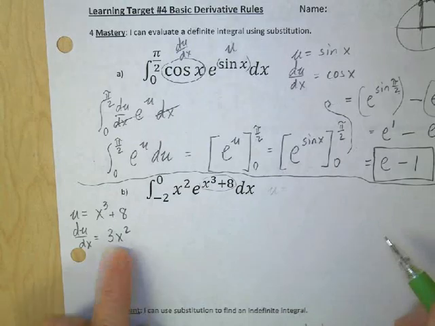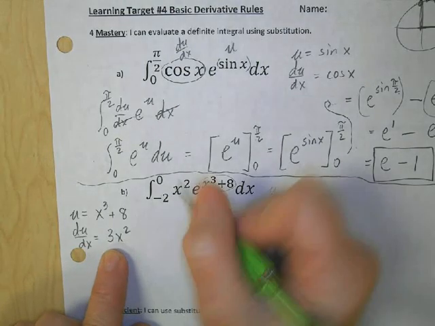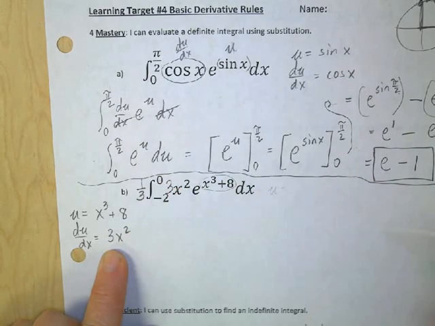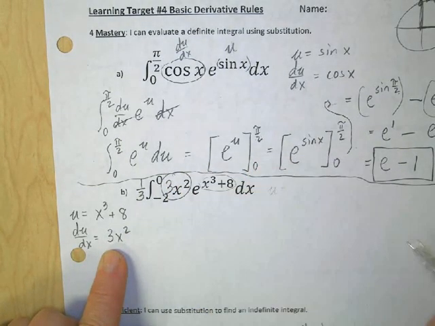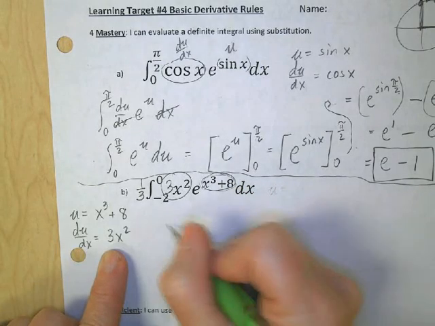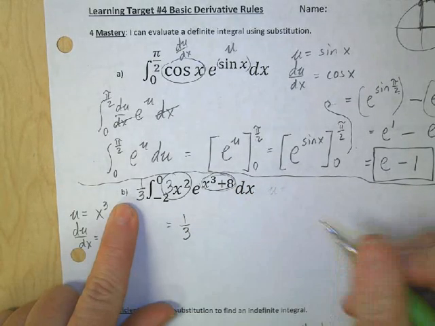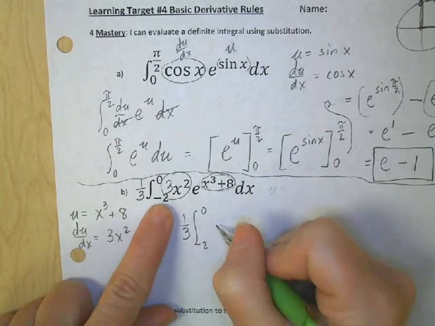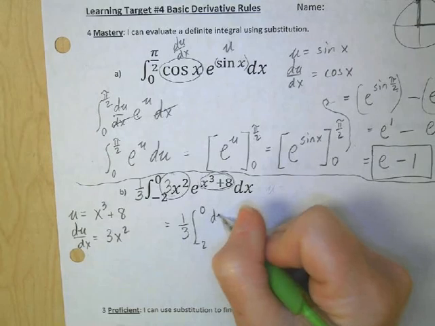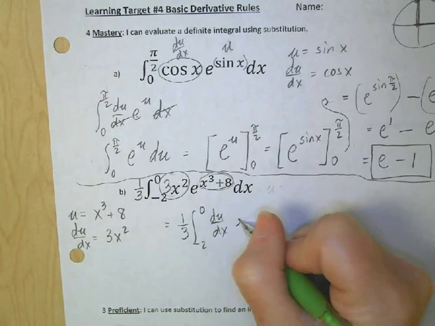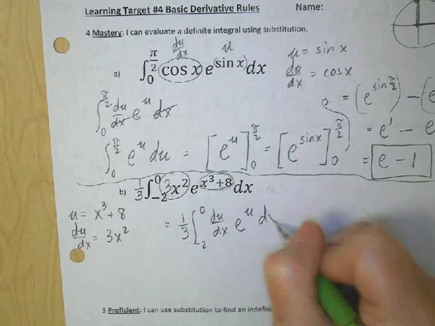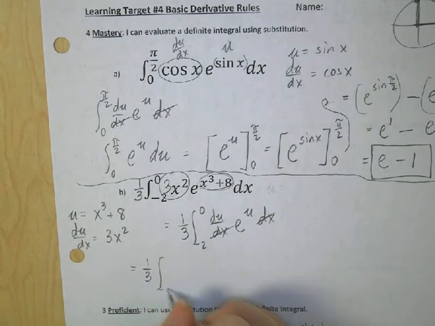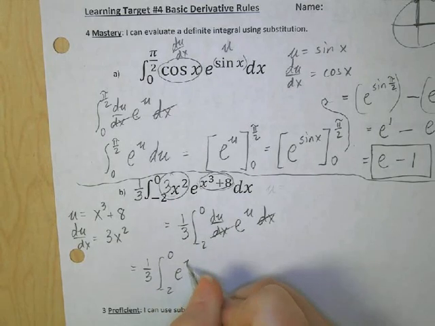So do I have a 3x squared? No, so I need to put in the 3. I got the x squared, so I need a 3, so I need to counteract it by putting in a 1/3. Now I have my du dx, and I have my u. So now I can rewrite it. I now have my 1/3, still going from -2 to 0. This whole thing, 3x squared, is my du dx, and I have e to the u. The dx's cancel off, so I have 1/3 from -2 to 0 of e to the u du.